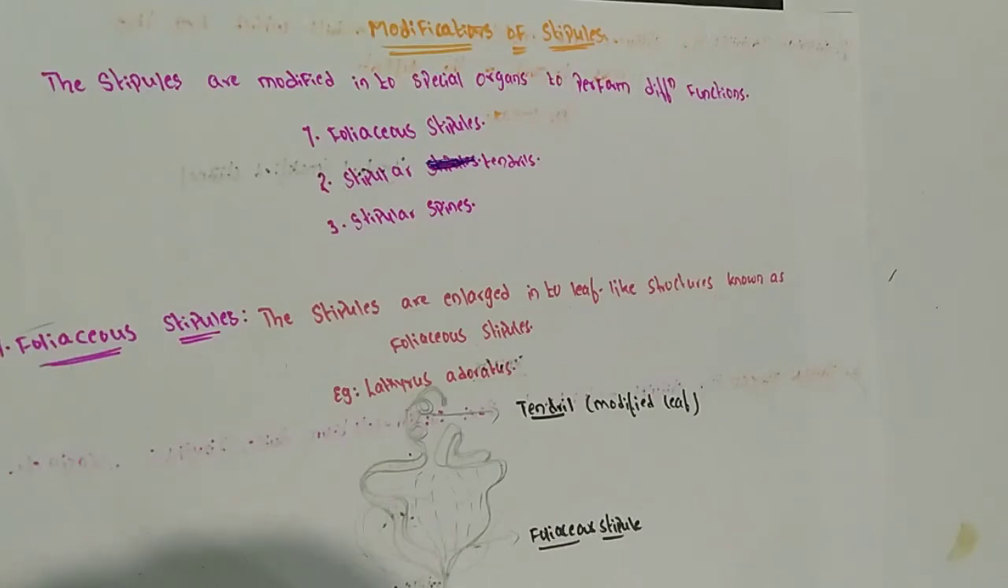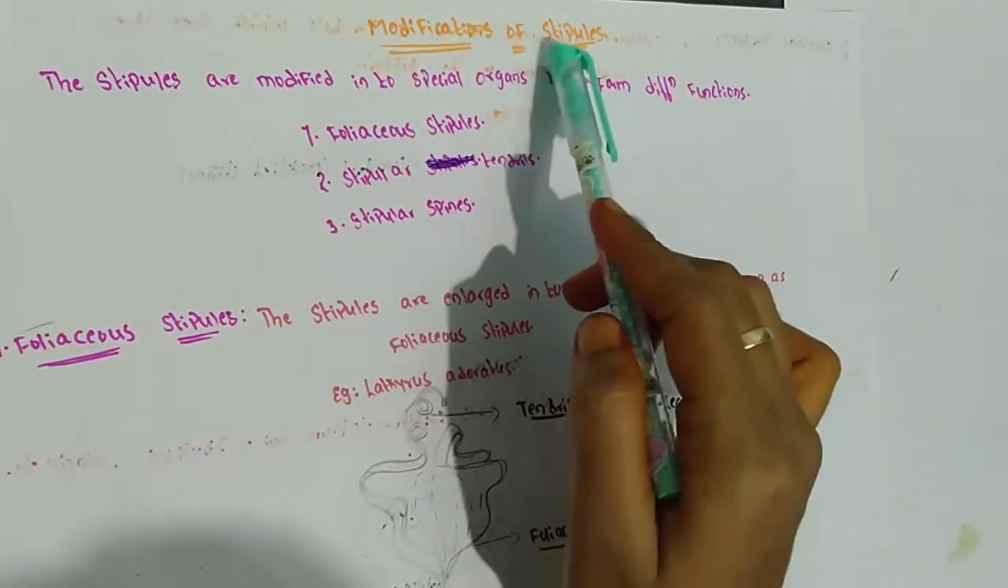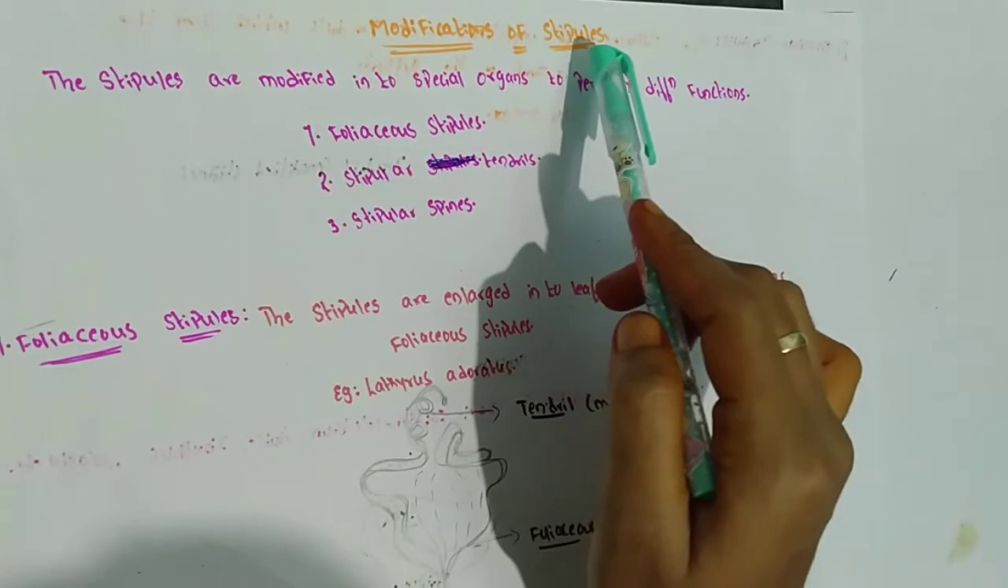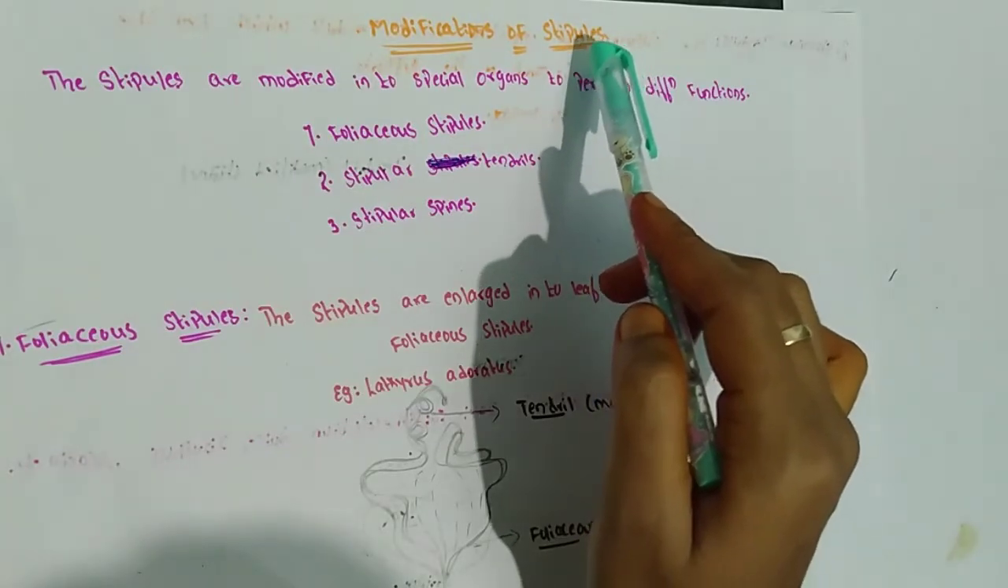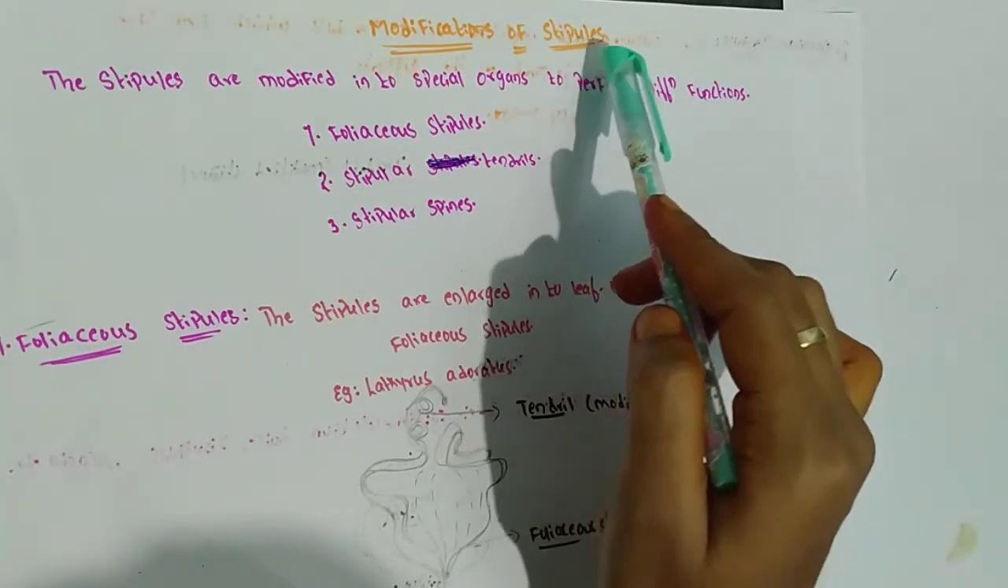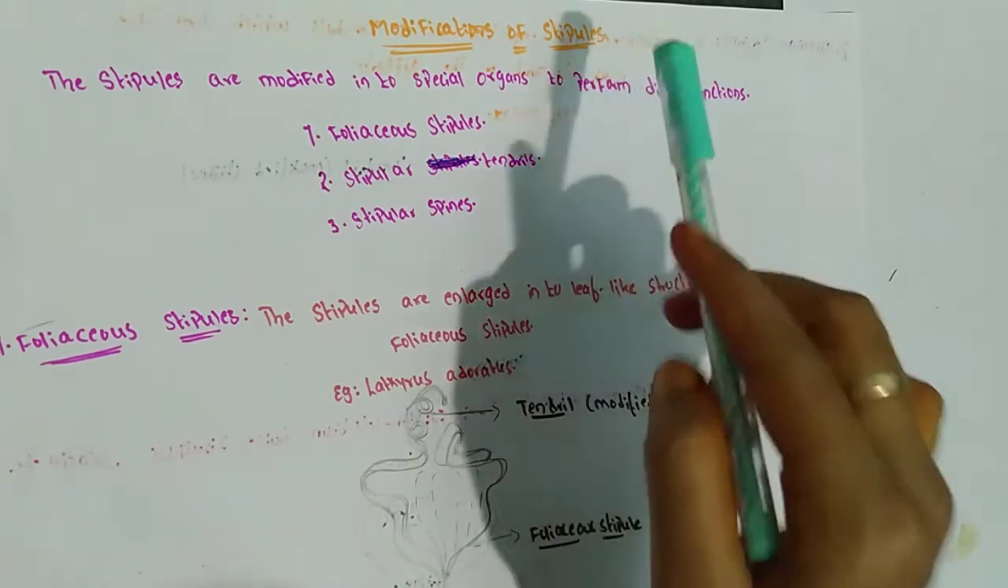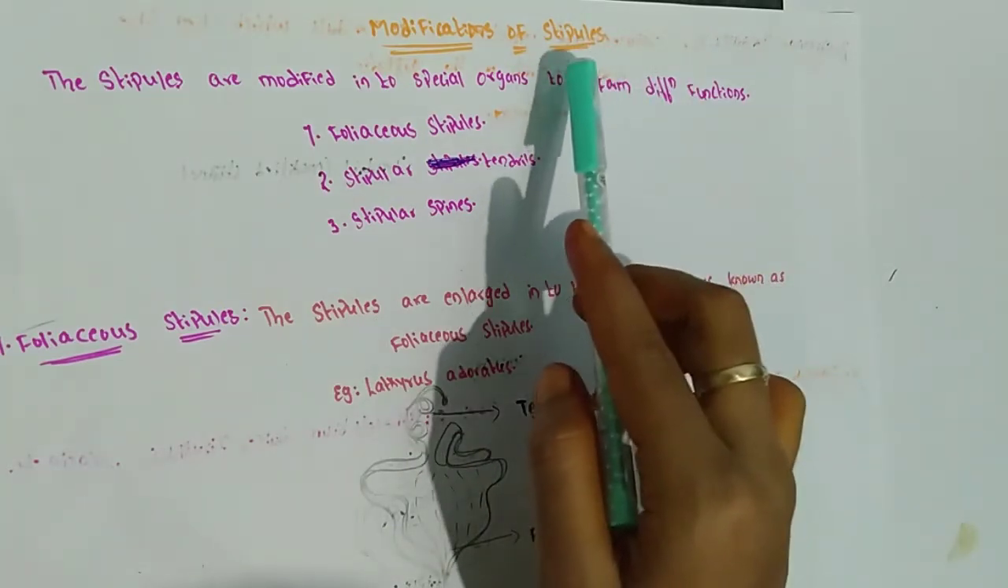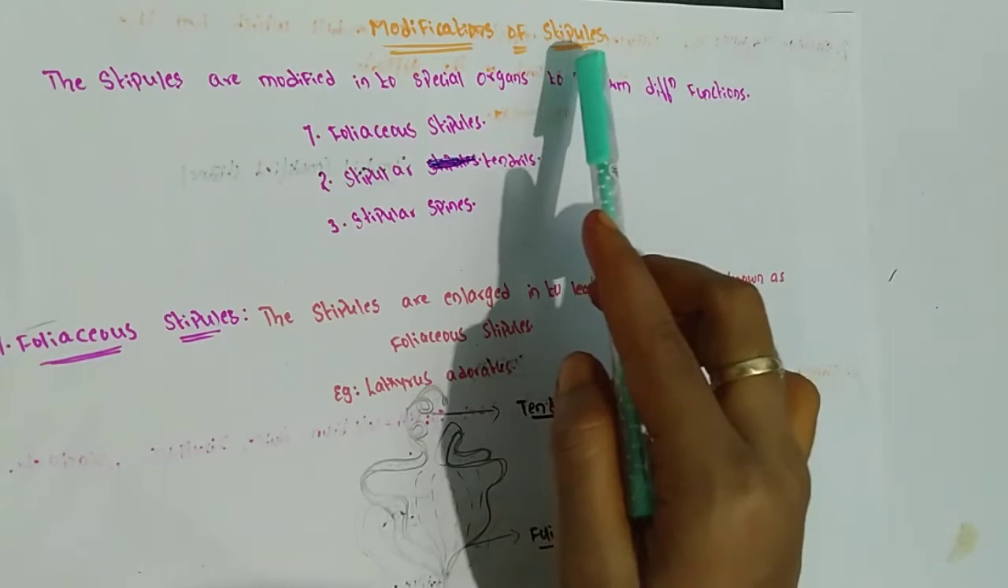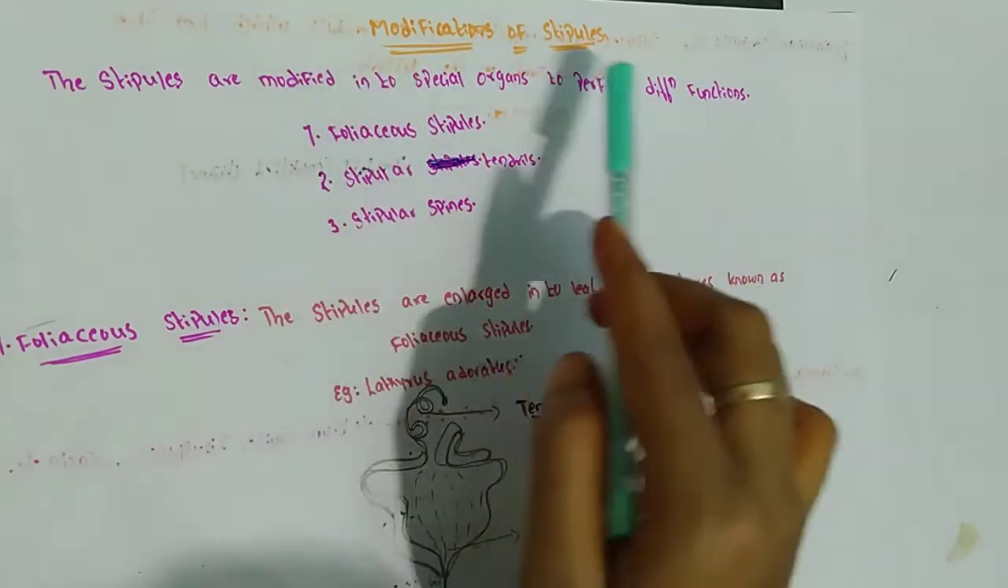Students, in this video we will learn about modifications of stipules. Stipules are leaf-like appendages. They are born in pairs at the base of a leaf stalk. Appendages means attached. The stipules are attached at the base of a leaf stalk in pairs.